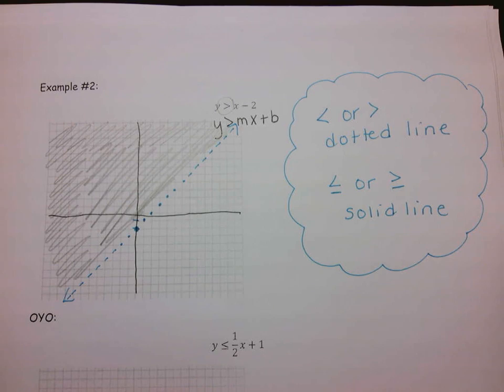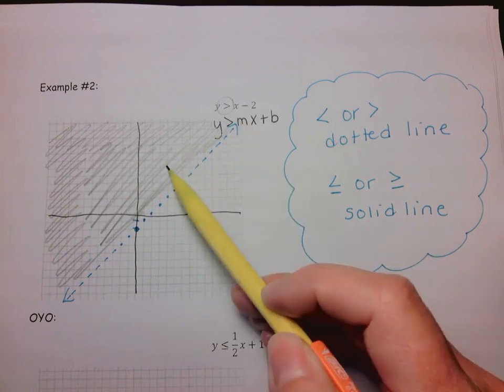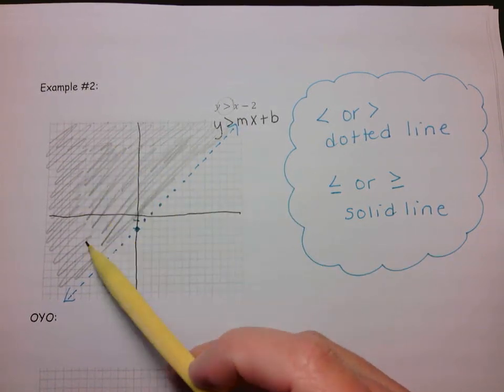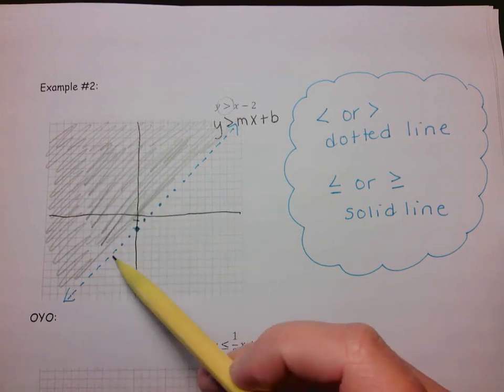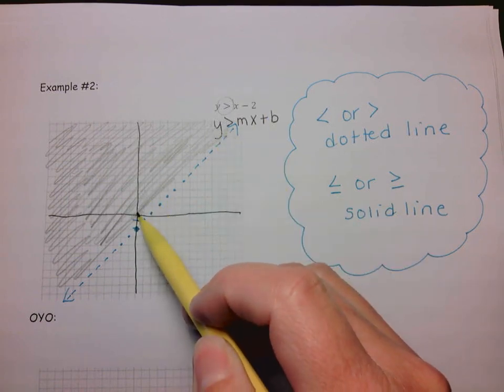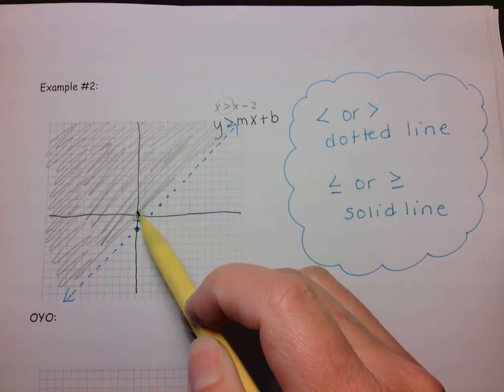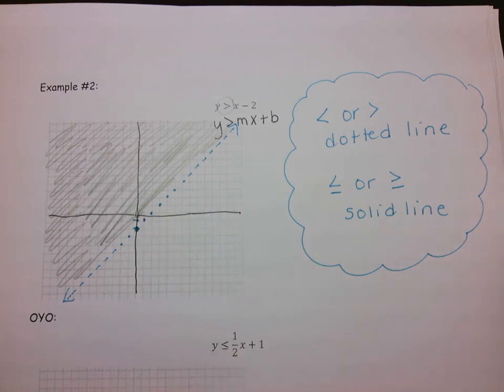So let's review, what exactly does this graph mean? It means all of the solutions of this inequality lie in this shaded region here, but not on the line itself. So you can grab a test point to make sure that you shaded correctly. So for example, the origin (0, 0) does lie in the shaded region. So it will be a solution of this inequality.